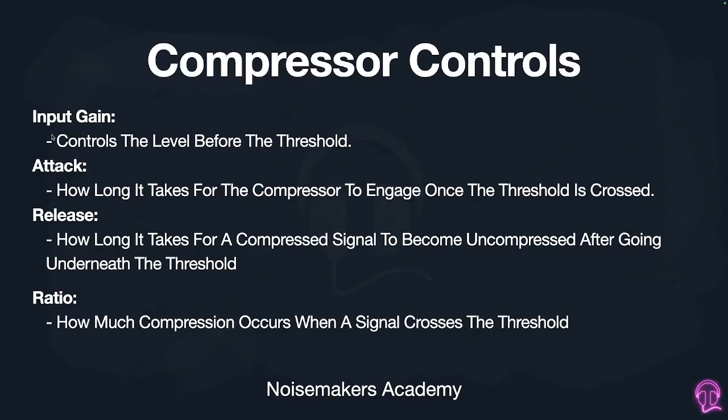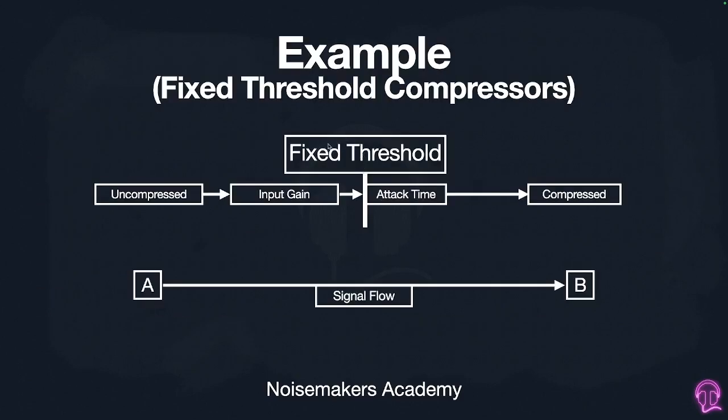Okay. The attack is how long it takes for the compressor to engage once the threshold is crossed. Okay. And the release is how long it takes for a compressed signal to become uncompressed after going underneath the threshold. And the ratio is how much compression occurs when the signal crosses the threshold, or when the signal actually becomes compressed.